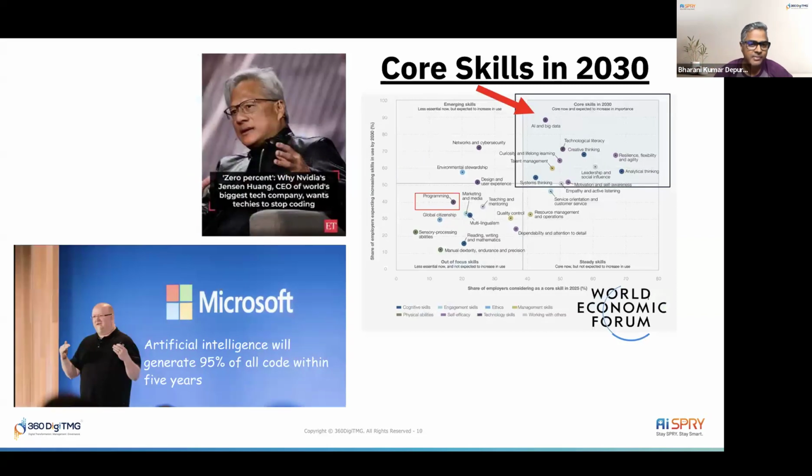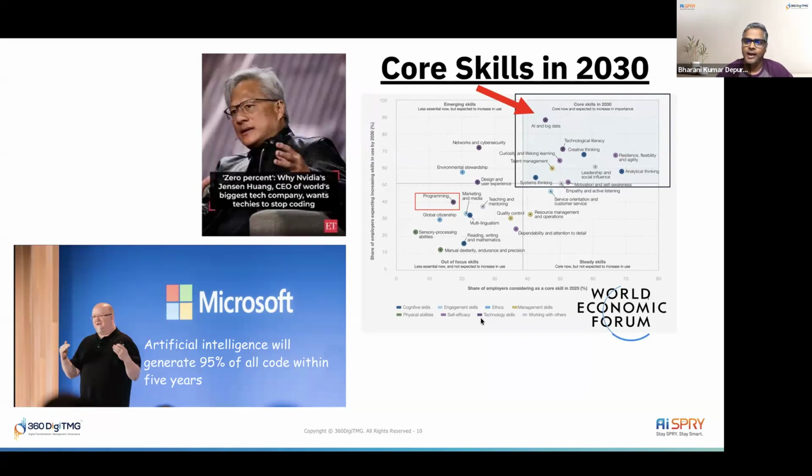What is NVIDIA CEO Jensen Huang saying? He wants techies to stop coding. He's telling zero coding is the future. Zero coding is the future. You have to believe all these stalwarts. Microsoft CTO is saying that 95% of all the code will be written using Gen AI in the next 5 years. And a few other people are saying that 100% will be written using Gen AI in the next 1 to 2 years.